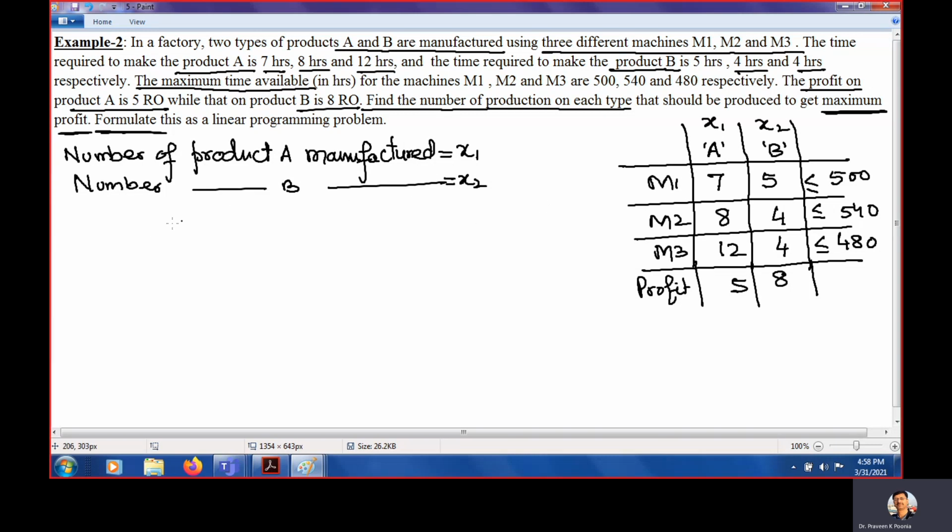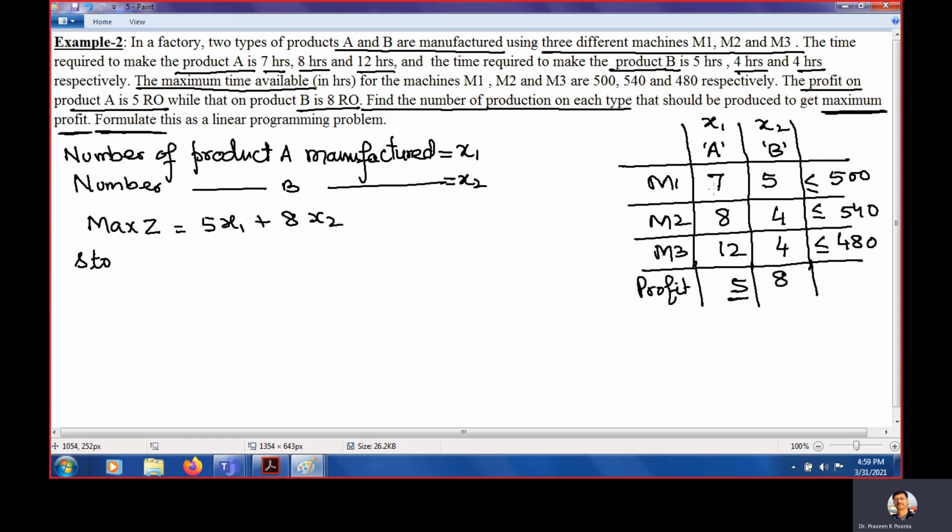How can you formulate it? Clear? So first we are writing, because maximum profit, so we will write max Z equal to, here is 5 real profit on one A type of product. There are total X1 products. So 5X1 plus 8X2. This is the objective function. Now subject to.